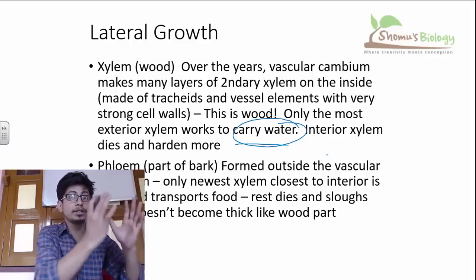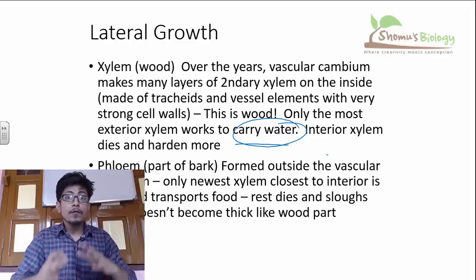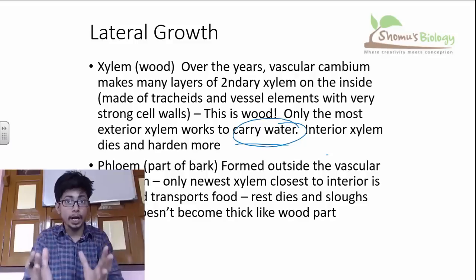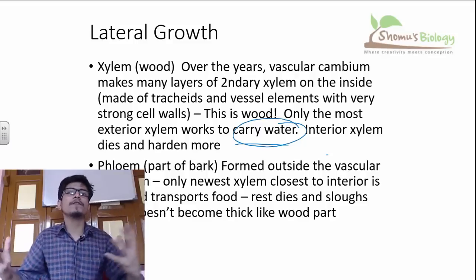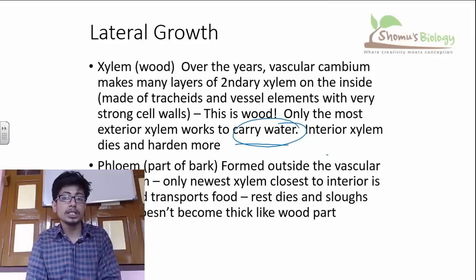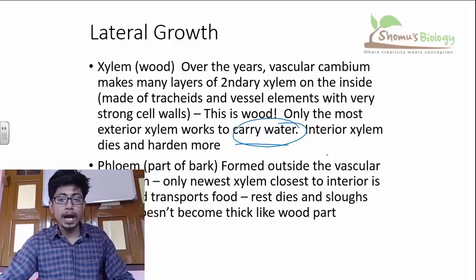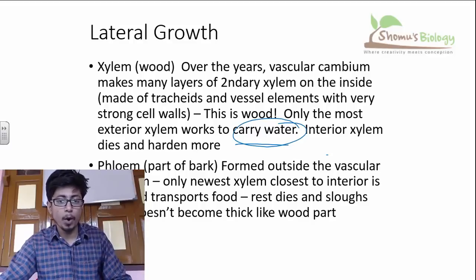Okay, this happens to the phloem. This happens to the xylem. Sorry, what happens to the phloem? Phloem becomes a part of the bark, while xylem becomes a part of the wood, because the outermost layer of the xylem only carries water, and the rest of them become the wood. While for phloem, from the outside of the vascular cambium, only the newest xylem closest to the interior is alive and transports food. Not xylem, it should be phloem.